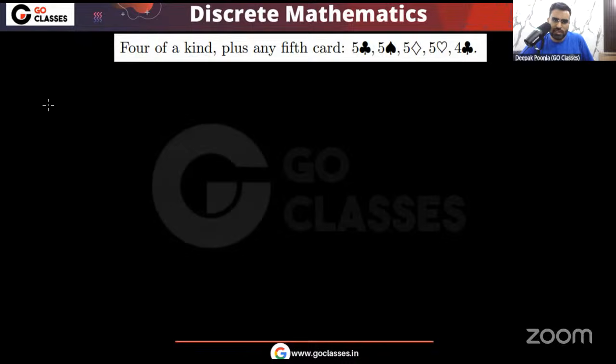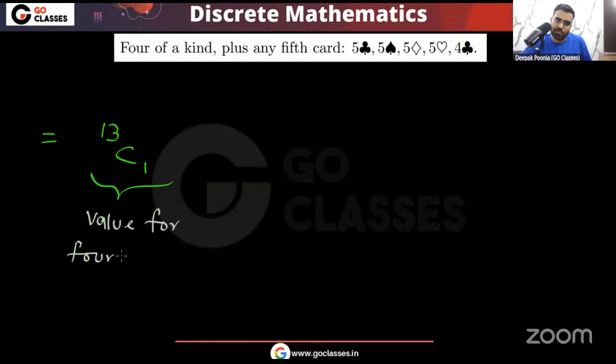Okay, so what is the answer here? What is the total number of 4 of a kind? So that is very simple. I want to choose a value, and for that value all the 4 cards I will choose. Okay, so remember there are a total of 13 values available, correct? 13 values are available. From these 13 values I will choose a value. Now this value that I am choosing, for this value I will have 4 cards. So I can say that this is the value for 4 of a kind.